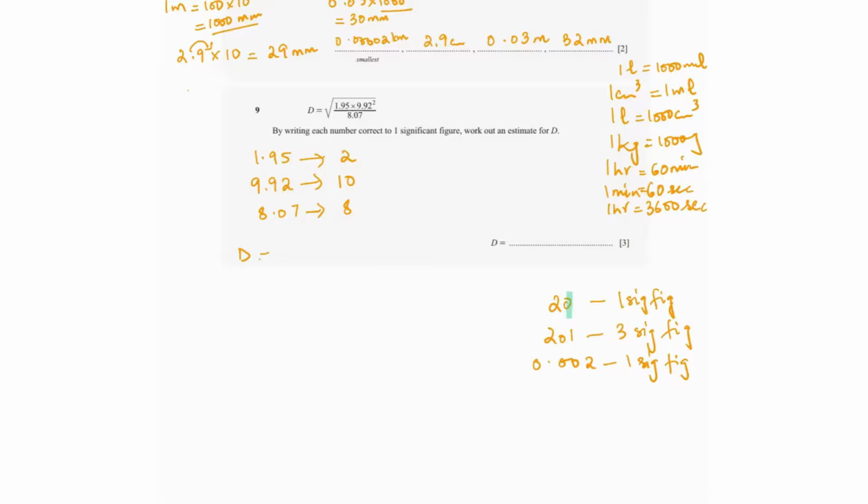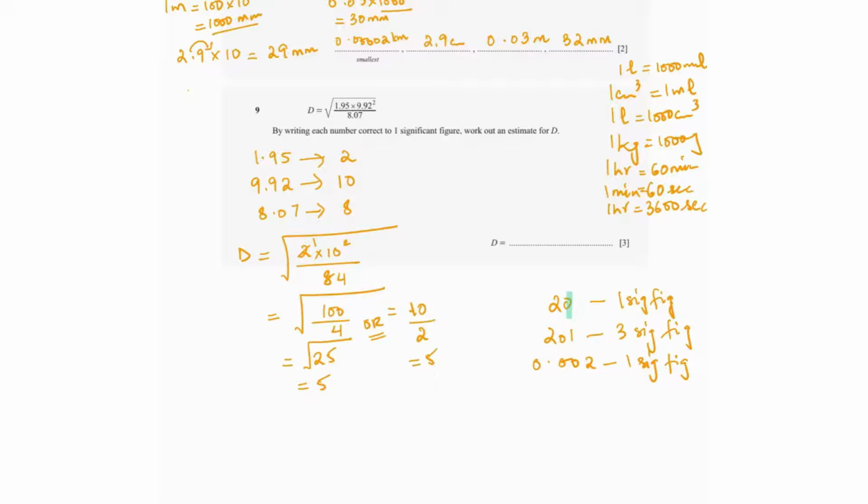Now what you will do is replace them in the equation. So 1.95 is 2, this is 10 squared, and this is 8. So 2 ones are 2, and this is 4. 10 squared is 100, so 100 over 4 is being square rooted. 100 divided by 4 is 25. Square root of 25 is 5. Or you can rewrite that as square root of 100 is 10. Square root of 4 is 2. 10 divided by 2, again 5. Both ways are correct. But for you to be able to solve this correctly, you need to know how significant figures work.